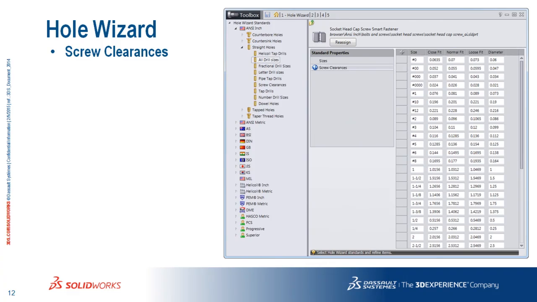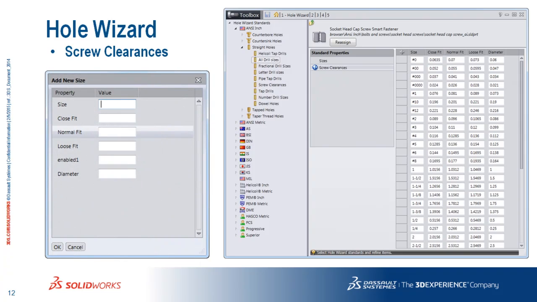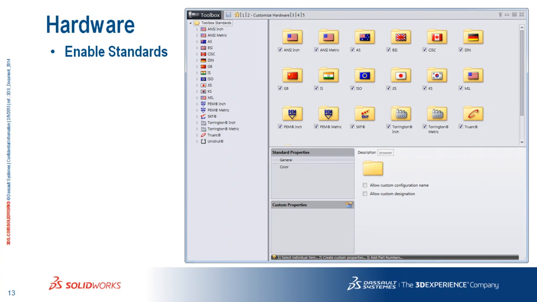All right, screw clearances. It's the next drop down in the standard properties. It does basically the same thing, except it deals with your clearances. So you have an add button in the top of the row, and the fields to fill out for this are size, close fit, normal fit, loose fit, enabled, and diameter. Okay? Pretty simple stuff. It's not scary at all.